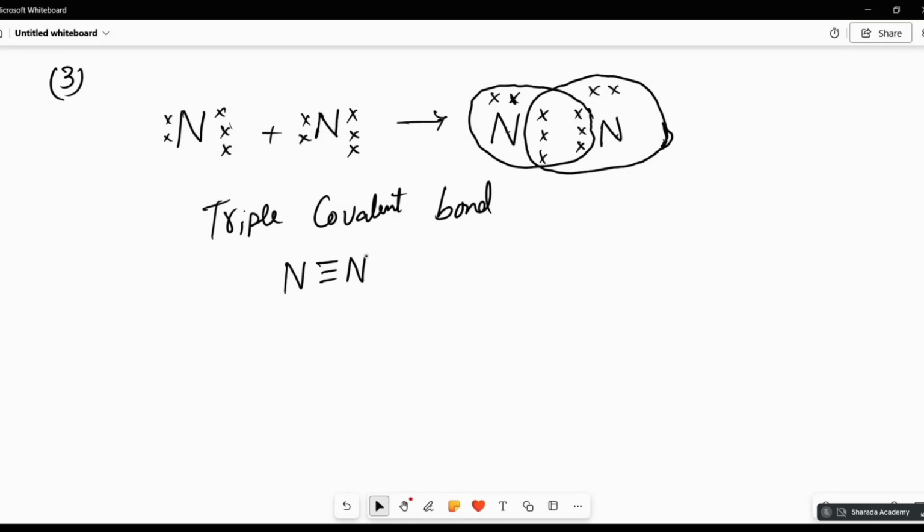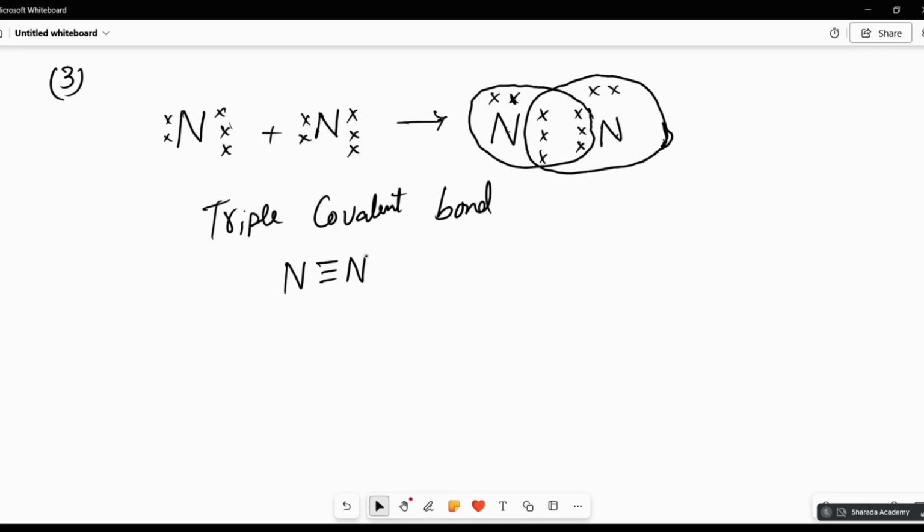And among single, double, and triple bonds, which is stronger? Actually, the single bond is more stable. It is its nature. By the different combinations you get, you will be able to know.